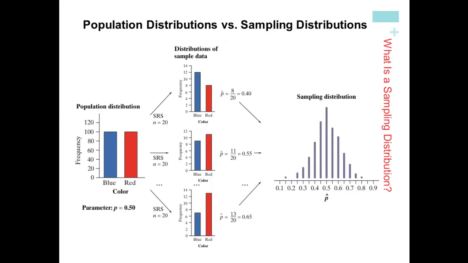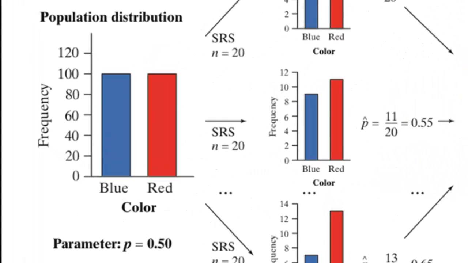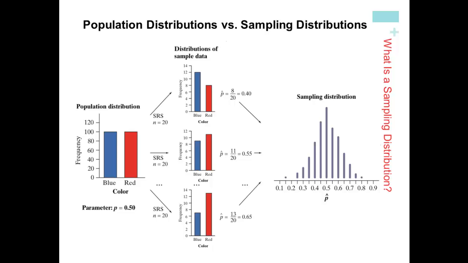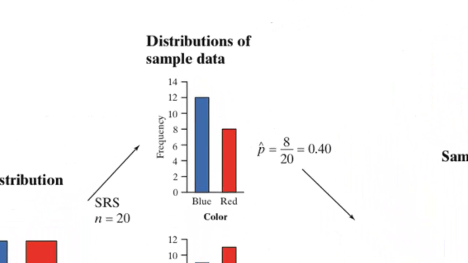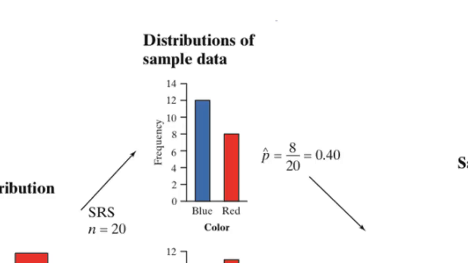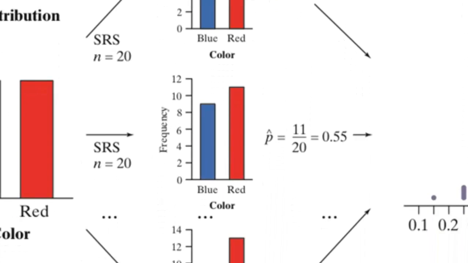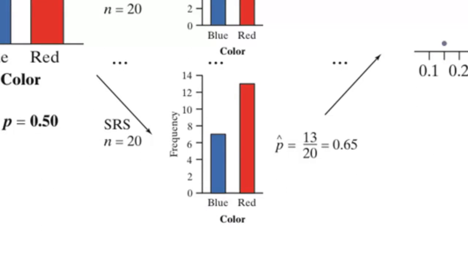So here's an example with the chips. I've got my population distribution, and you can see I have 100 blue and 100 red actually in my population distribution. So my parameter, or p, is 0.5. If I continue to take a simple random sample of size 20, you can see my first simple random sample of size 20 yields 8 out of 20, or 0.4, as my sample statistic p hat. My second simple random sample yields 11 out of 20, which is 0.55. Again, that's a statistic. The third simple random sample, n is equal to 20, I got 13 out of 20, which is 0.65.